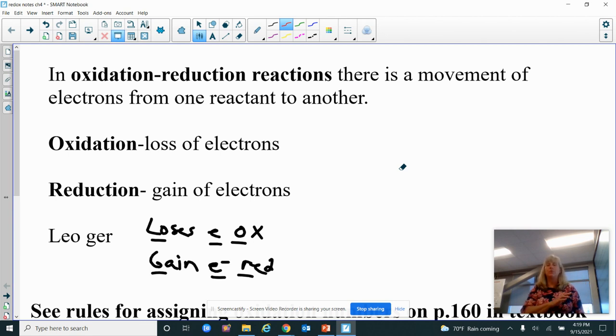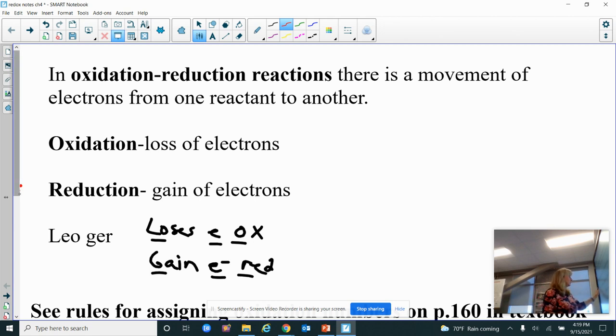The way to remember oxidation reduction is LEO-GER. LEO: loses electrons, oxidized. GER: gains electrons, reduced. Okay, so whatever's losing electrons is being oxidized, whatever's gaining electrons is being reduced.